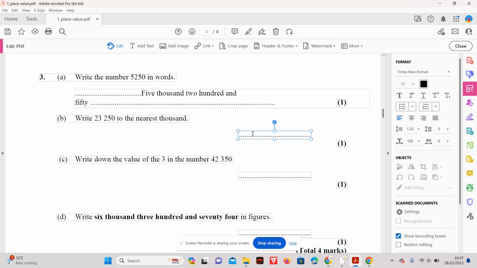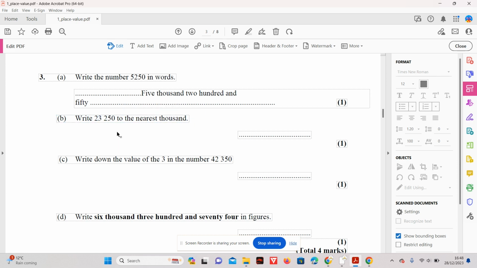This time we've got the number 23,250, and we're going to round that to the nearest thousand. For this one, again, we need to look at our hundreds column. Our hundreds number is the 2, which is right here. And the number in the thousands is the 3.